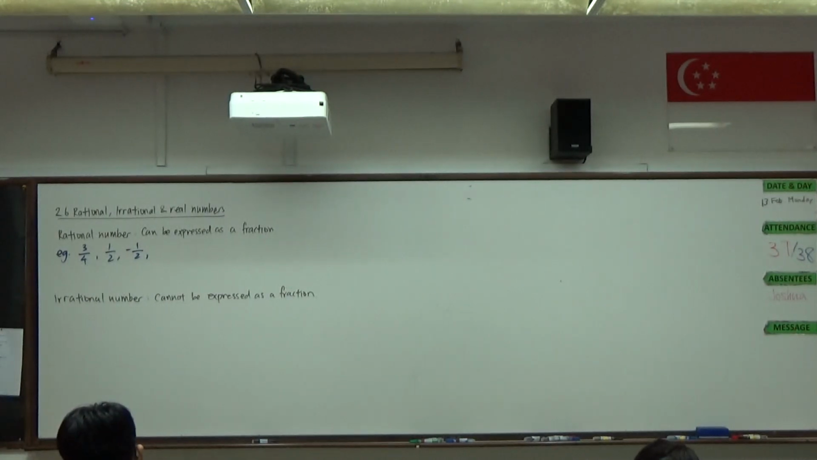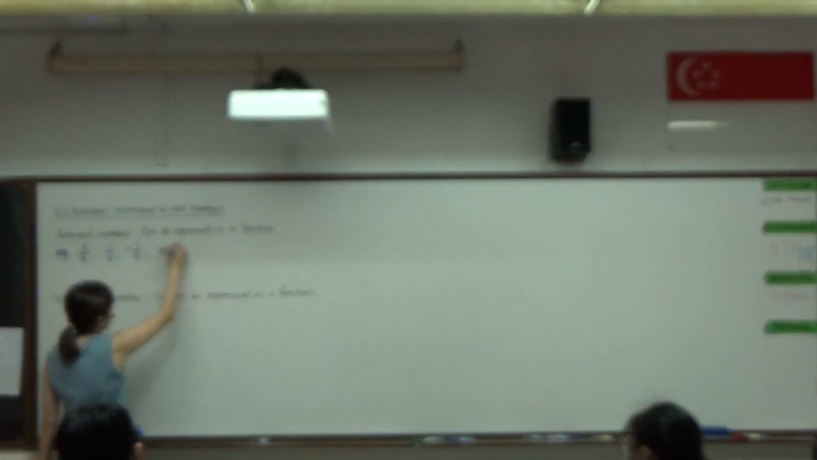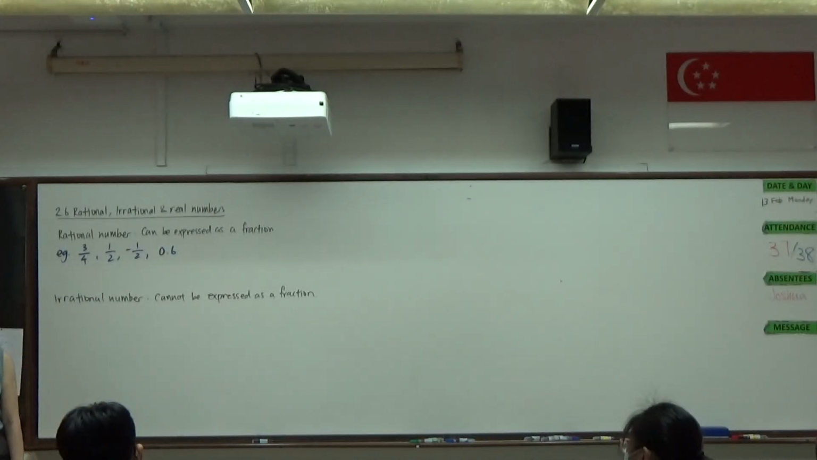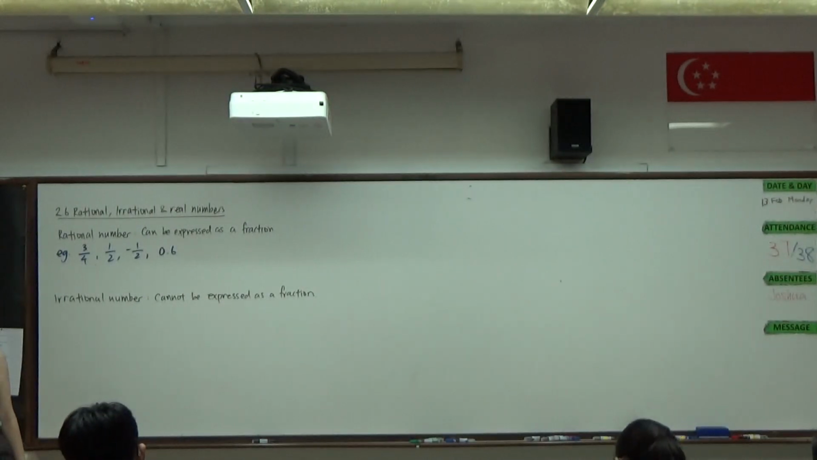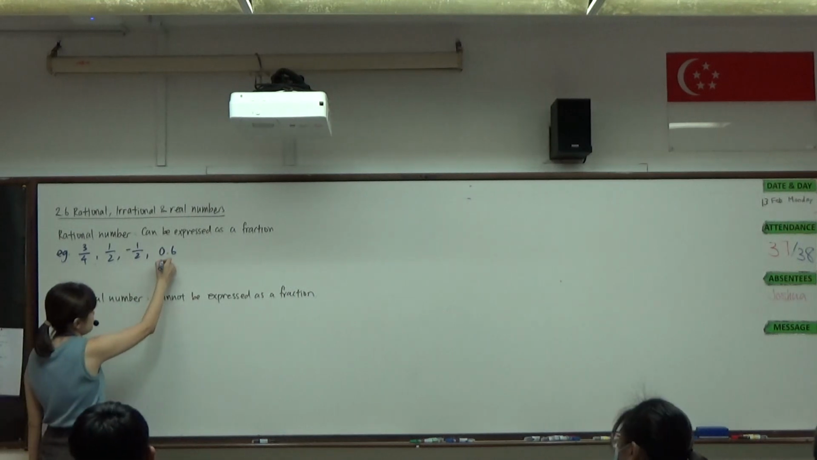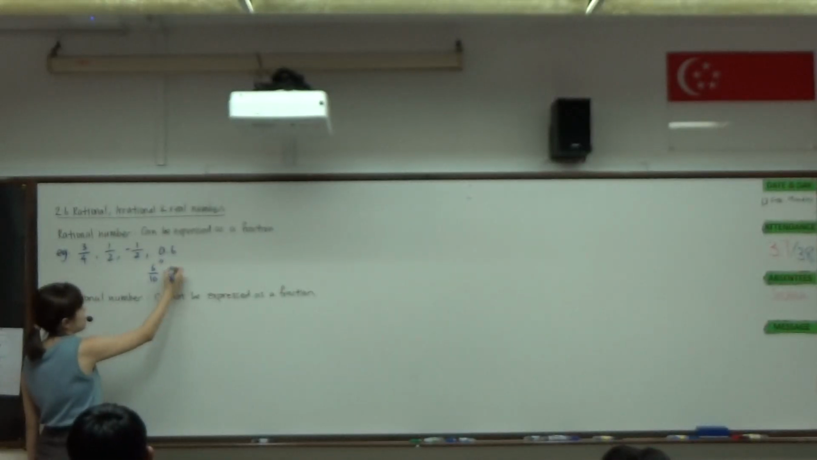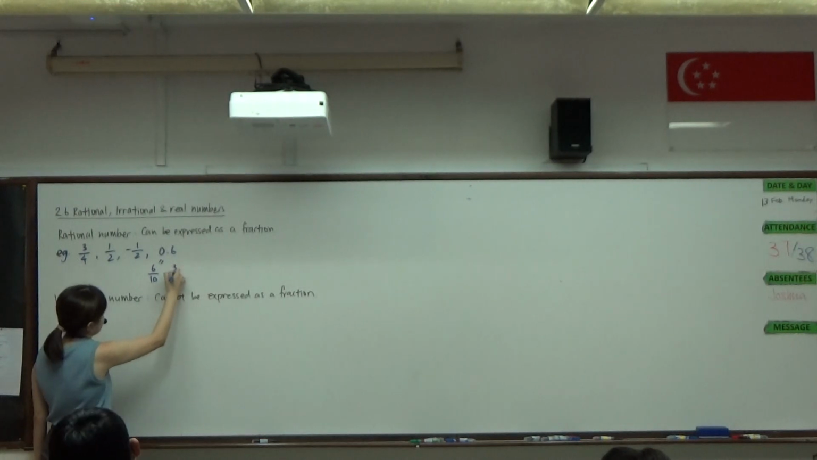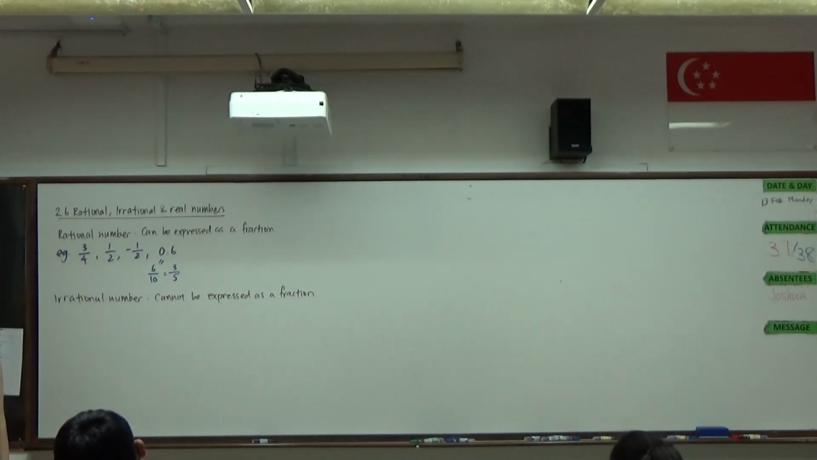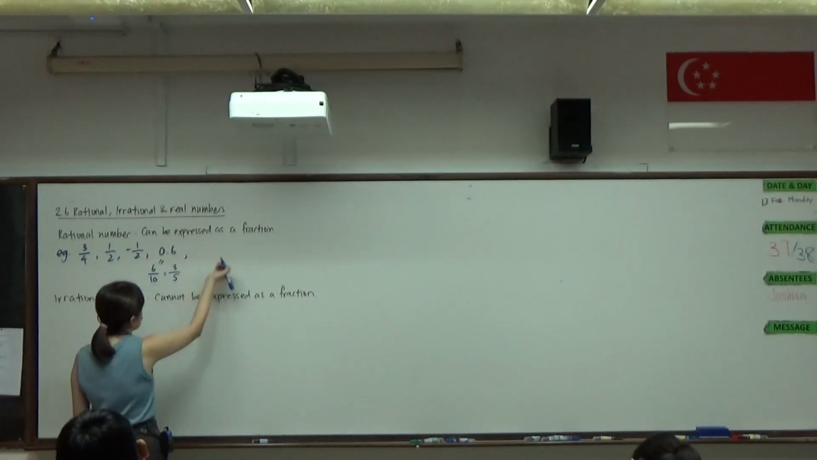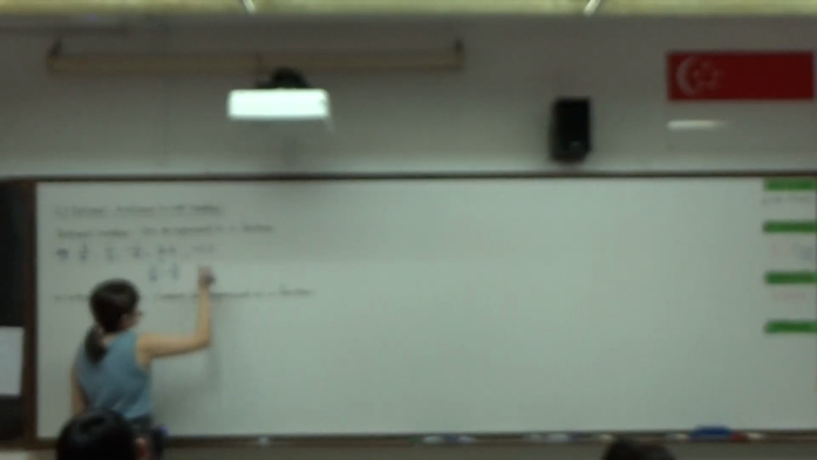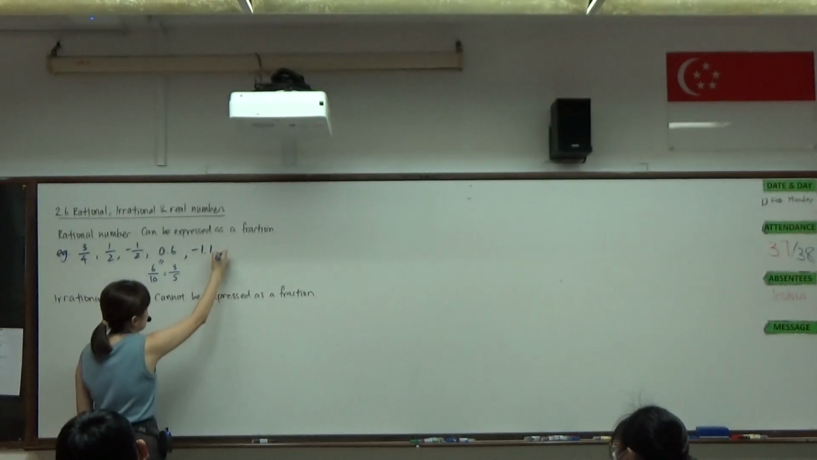My next question is, what about decimals? Let's say I have 0.6. Is 0.6 a rational number? Yes, because I can write 0.6 as a fraction. You can write it as 6 over 10, or simplify it to 3 over 5. Then of course, naturally we will also have negative decimals as well, like negative 1.1.